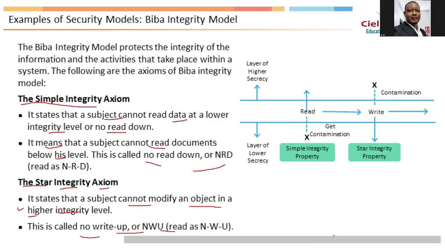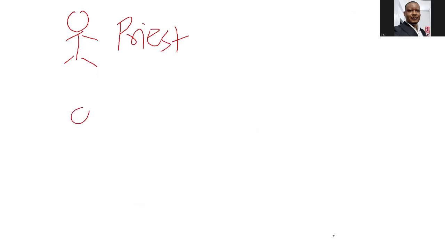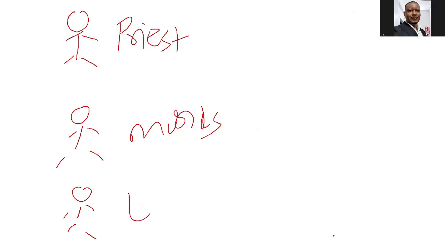What does this mean? A typical example is the Tibetan monks. So you have the priests, you have the monks, then maybe you now have the lay faithful or the laymen, as the case may be. So when I was studying about the Tibetan monks, I noticed that a priest cannot read what a monk writes. A monk cannot read what a lay faithful writes. That's what we call no read down. The simple explanation is, for you to be a priest, you've transcended this level. So you are at a higher pedestal.